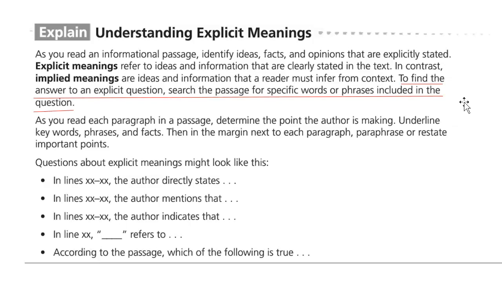As you read each paragraph in a passage, it's important to determine the point the author is making. So you can underline key words, phrases, and facts, and then in the margin next to each paragraph, you can paraphrase or restate those important ideas.